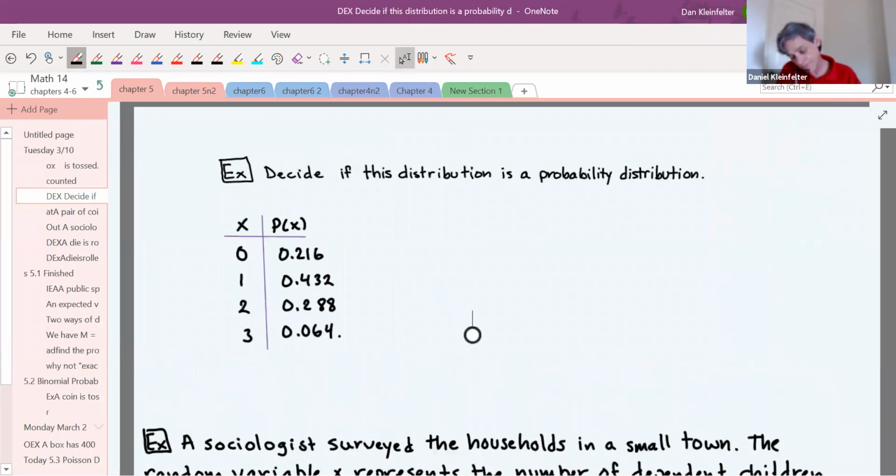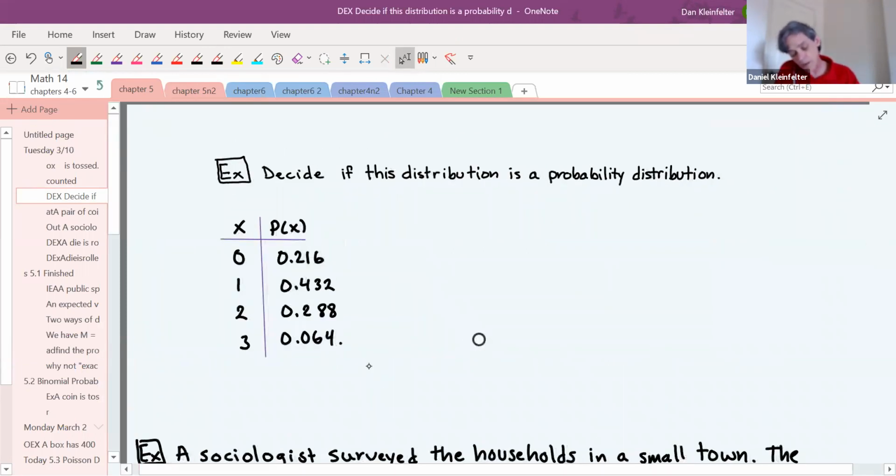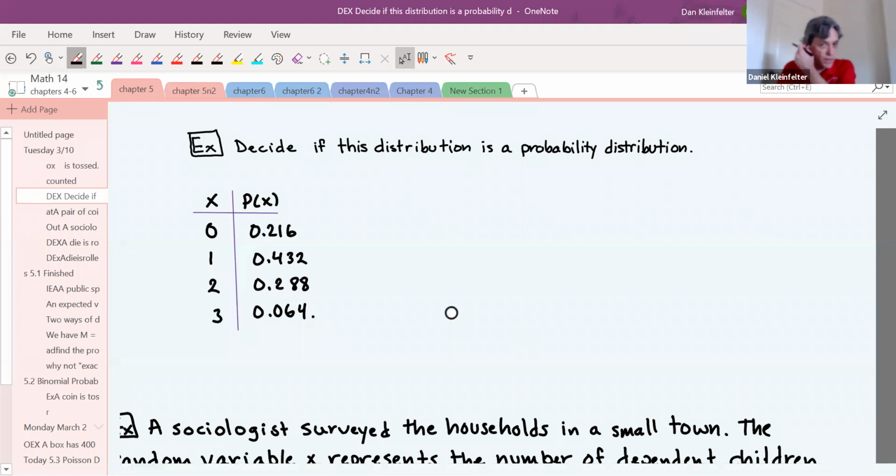Okay, one more. At this point, you can pause the video, try this yourself, decide if this is a probability distribution, and then resume the video and see how you did. All right, so I'm going to assume you did that.